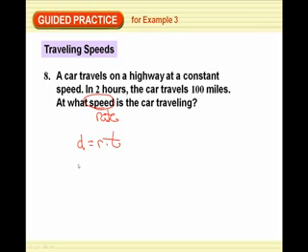The car traveled 100 miles. That's the total distance. What speed? We don't know the rate, so we're going to put R times 2 hours. So for 2 hours, that car had to be going, because 2 times 50 is 100, that car had to be going 50 miles per hour.